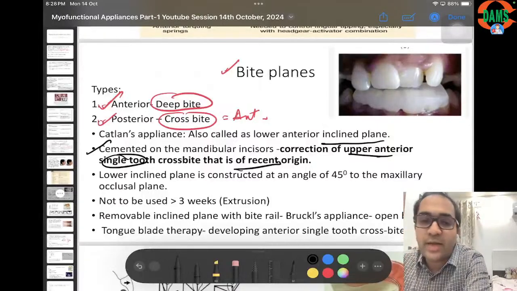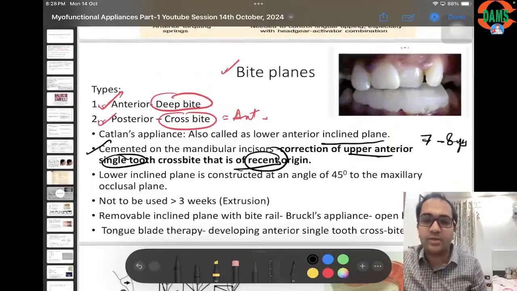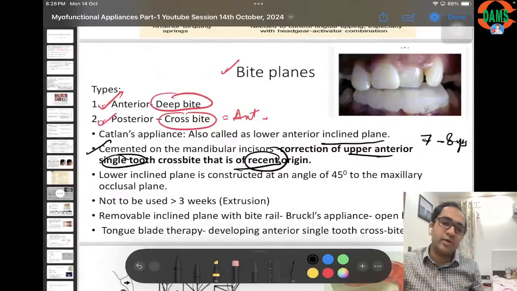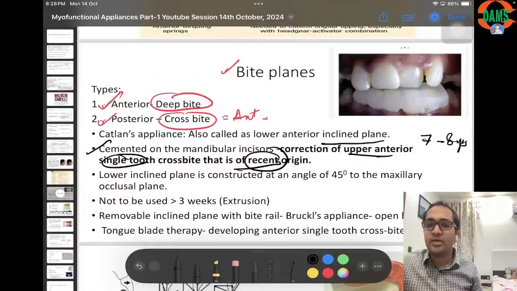So how will they give it to you in the exam? Either they will give you this word, recent origin, or they'll give you the age of the child. Most commonly they will give you between 7 to 8 years. At 7 years of age the upper central incisor erupts. It takes approximately 1 to 2 years for the full incisors to get erupted, or the whole crown to get erupted inside the oral cavity. So just be careful. This is how the examiner asks you questions in the exam.